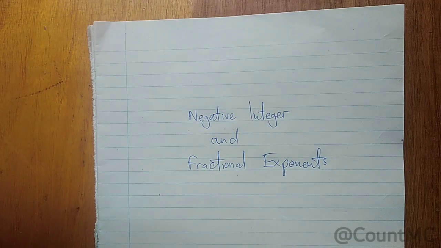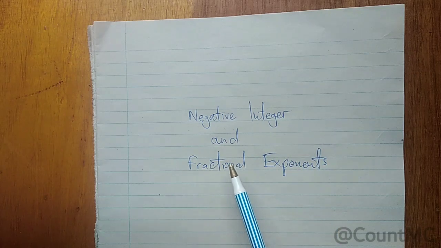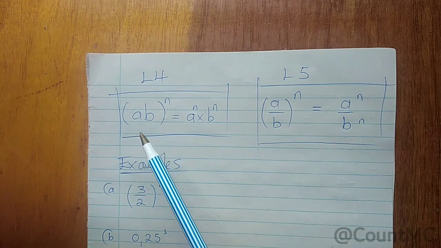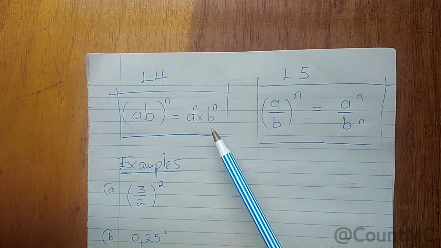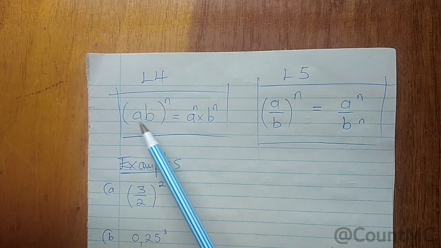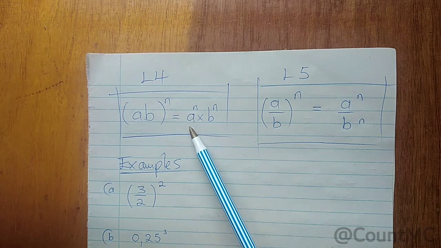Hello guys, let's talk about negative integers and fractions as exponents. In the last video session, we left off at law number 4, where we said (ab) to the power n, the n can distribute inside to give a to the power n times b to the power n.